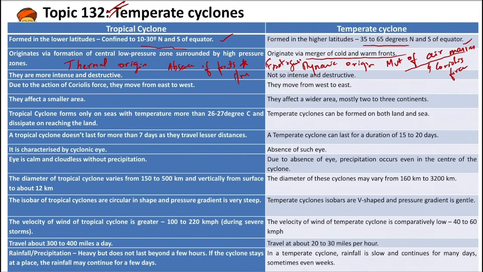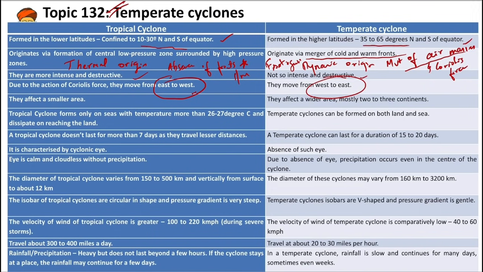Frontogenesis. And the third or fourth important difference is that tropical cyclones are more intense and destructive, whereas temperate cyclones are not so intense and destructive compared to the tropical cyclone. And due to the action of Coriolis force, tropical cyclones move from east to west. So this is what we have to remember, whereas temperate cyclones move from west to east. So this is the major difference.